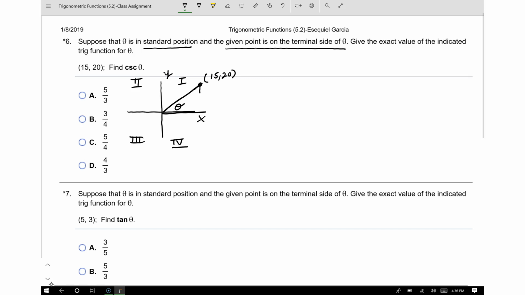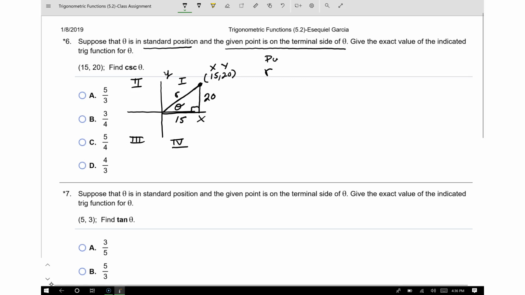So I'm going to make a right triangle. From here to here, that is the distance of y, and I know that x is equal to 15, and y is equal to 20, so the distance is 20, and in the x direction it's 15. As you can see, we have a right triangle, so we're going to have to find the hypotenuse at one point. So I'm going to do that.